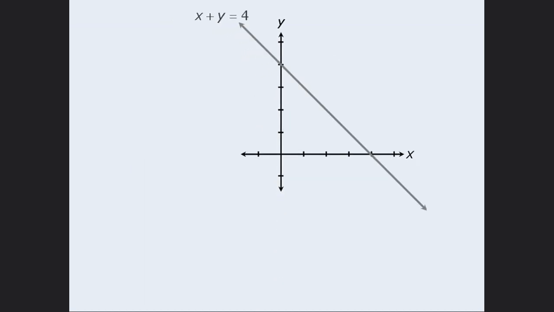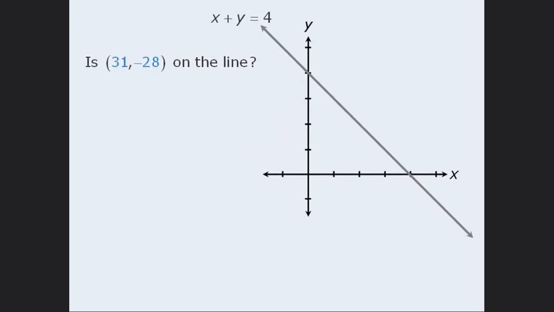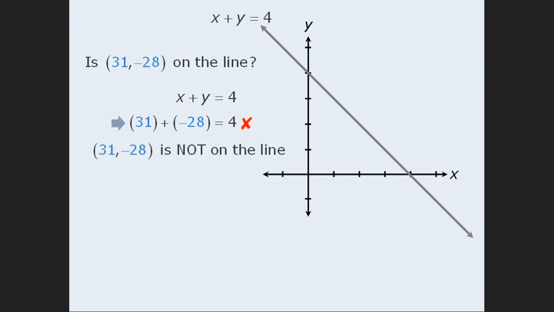So from what we know now, how do we determine whether the point (31, -28) lies on our line? Well, for that point to lie on the line, its coordinates must satisfy the equation of the line. When we plug 31 in for x and -28 for y, does this equal 4? The answer is no. So the point (31, -28) does not lie on the line.